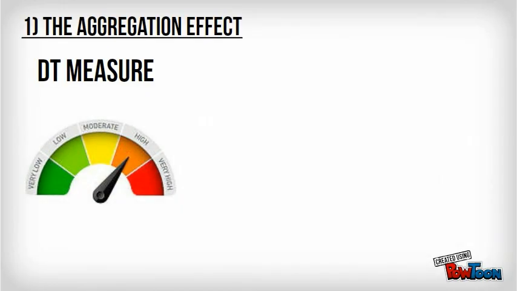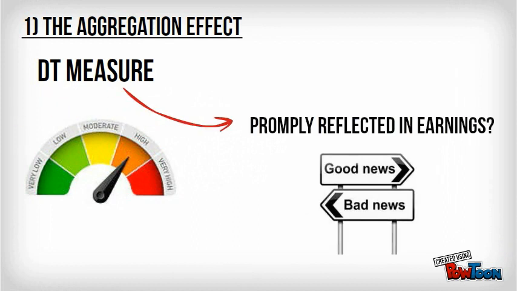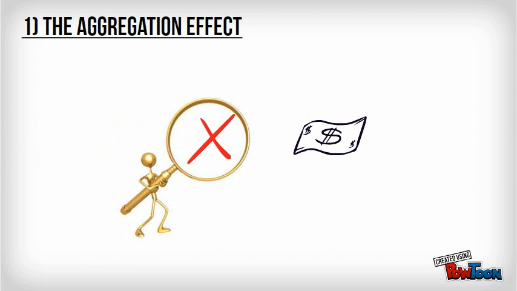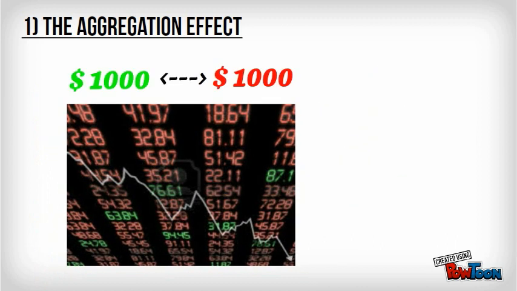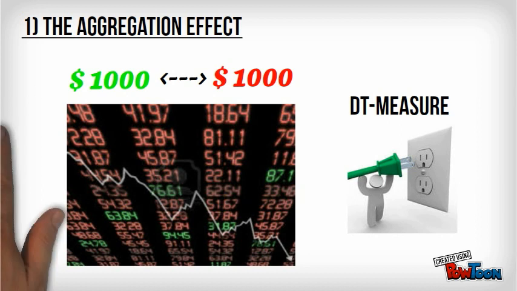First, the aggregation effect. Givoly et al. expect a higher DT measure when the effect of bad economic events is more promptly reflected in earnings than the effect of good economic events. Individual events are not observable. Only the aggregated events can be observed, so good and bad economic events offset each other, and this reduces the power of the DT measure.